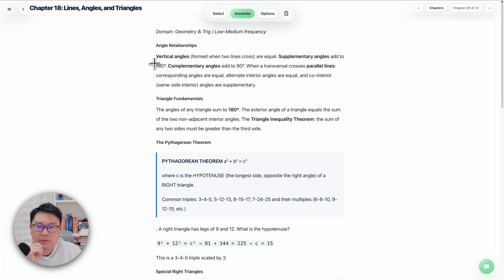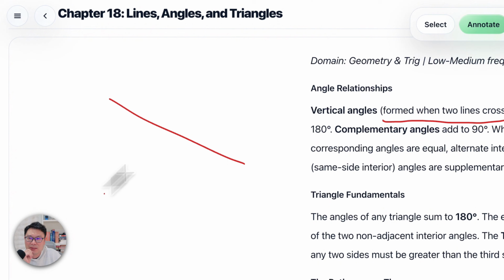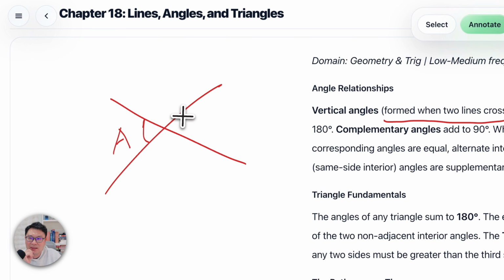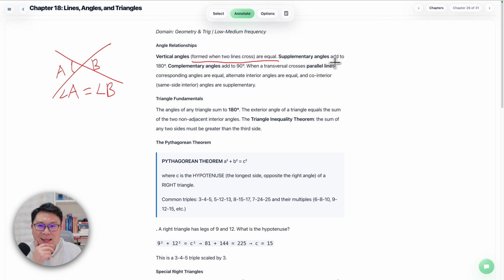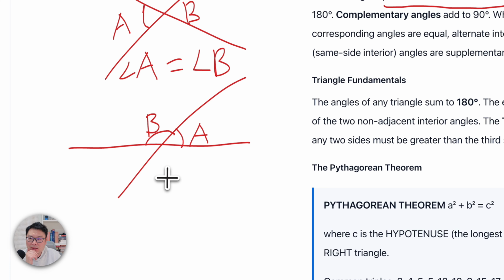Angle relationships. Vertical angles formed when two lines cross are equal. So when you have these two, angle A and angle B, angle A is equal to angle B. Supplementary angles add to 180 degrees. That means when you have these two lines crossing, this one is angle A and this one is angle B, that's a supplementary angle. And angle A plus angle B is 180. All right, so it's on this straight line over here.